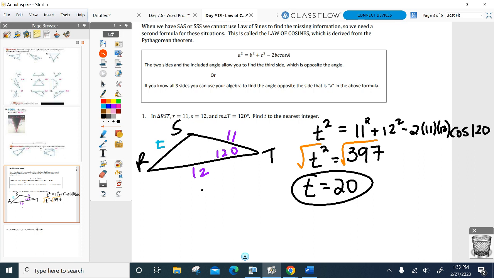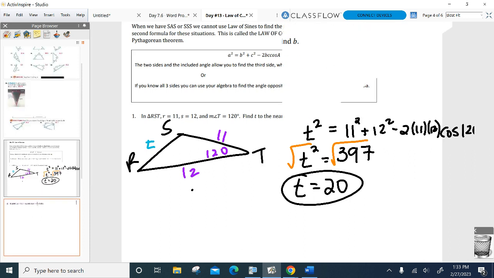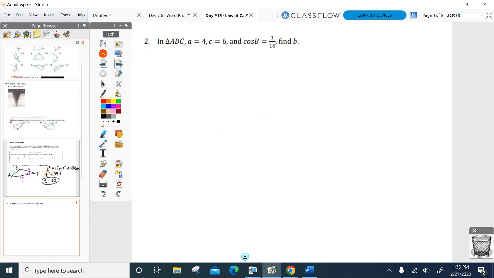All right, let's go. Let's go triangle ABC now. A is 4, C is 6. Oh, a little bit, I didn't give you angle B. I'm already telling you, hey, this is the cosine of B, and we'll get to that in a second when we set it up. So I'm not giving you what angle B is, but I'm telling you what the cosine of B is already equal to. And we're solving for side B.